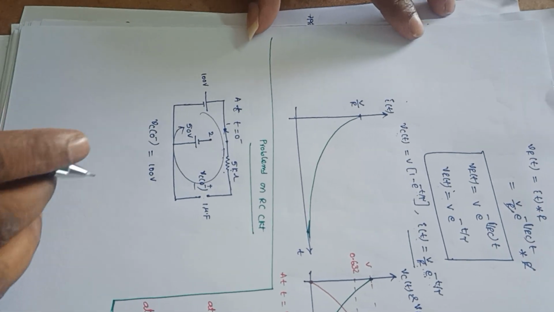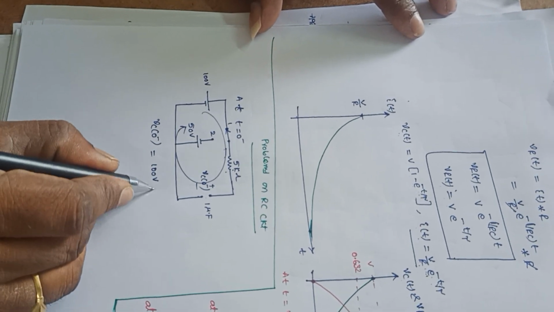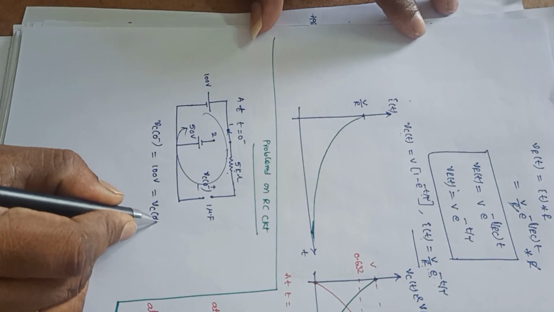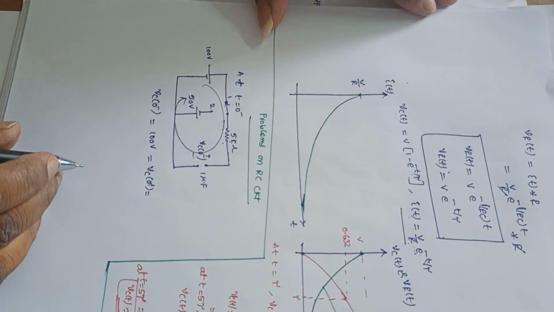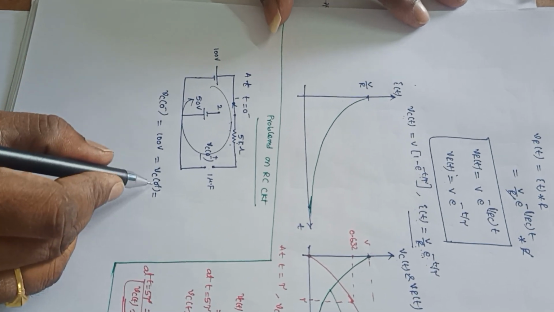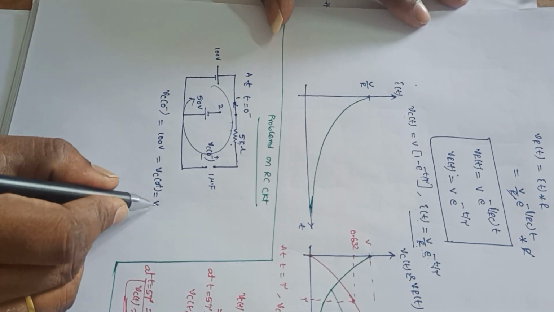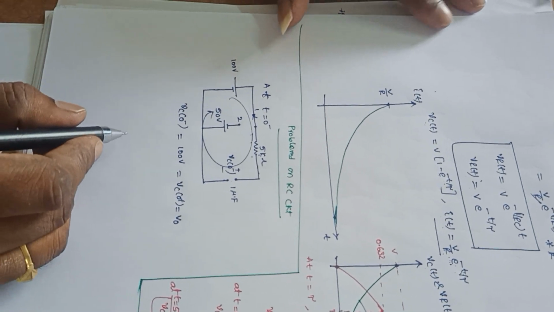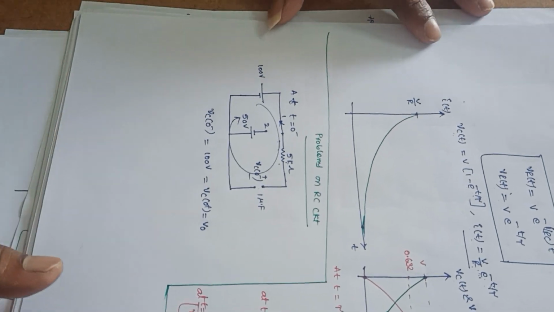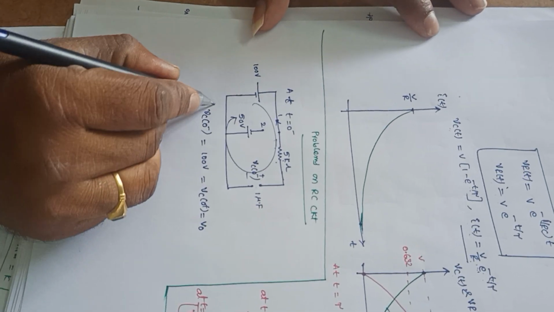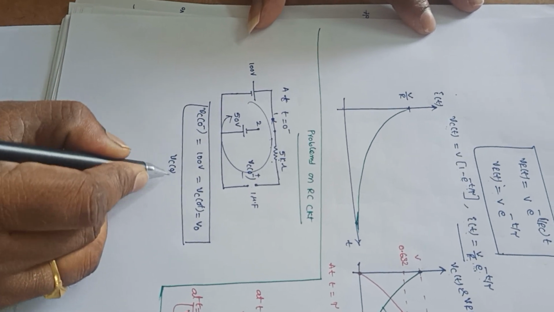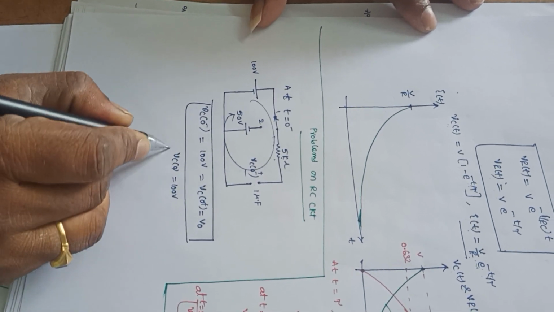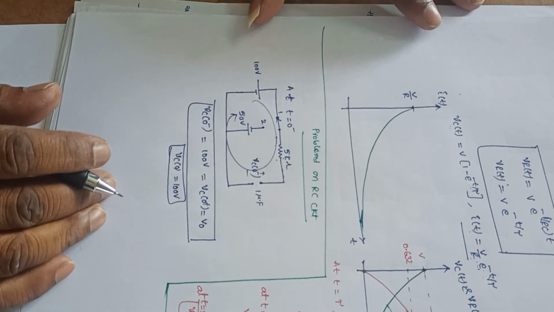So this is Vc of 0 minus. That is equal to Vc of 0 plus, because the capacitor doesn't allow sudden changes in voltage. So Vc of 0 minus is equal to Vc of 0 plus is equal to 100 volts. That is, the initial voltage is V0. Initially it charges to some voltage, that is 100 volts. Or Vc of 0 can also be written as 100 volts.